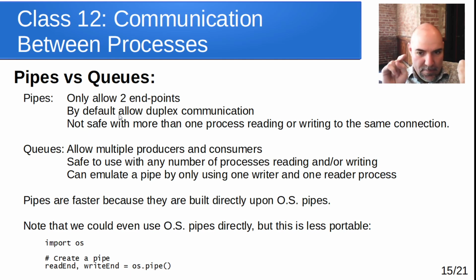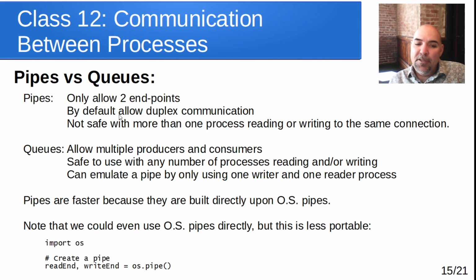So peer to peer. Now, another thing about queues is because they allow multiple producers and consumers, they do that safely. So any number of processes can read, any number of processes can write. They can emulate a pipe by only using one writer and one reader process. It essentially works the same way at that point. But pipes are faster, because they can be built directly on top of the pipes that are implemented within the operating system itself.